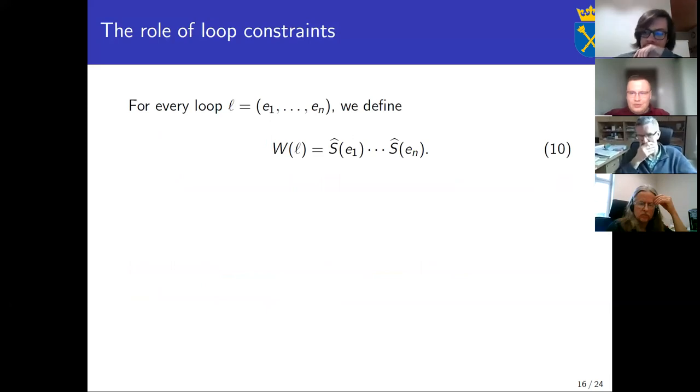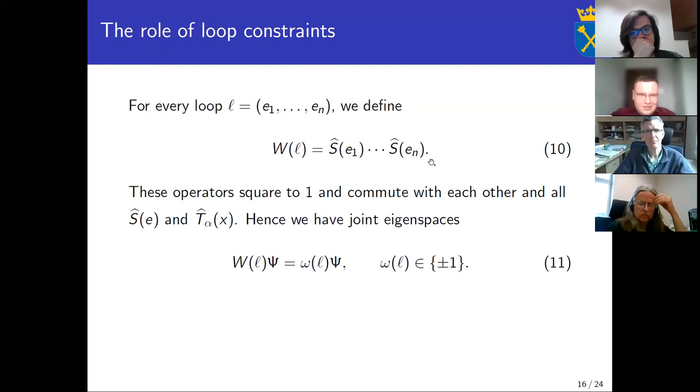And now I want to go back to the role of these loop constraints. So in this spin system, for any loop, which will be denoted by L, so L is some sequence of edges such that the initial point of the next edge is the final point of the previous one, we can define these operators W of L, which are products of these S hats of E. So if there were no hats, then this would be just one identically, but the problem is that this is not one identically.